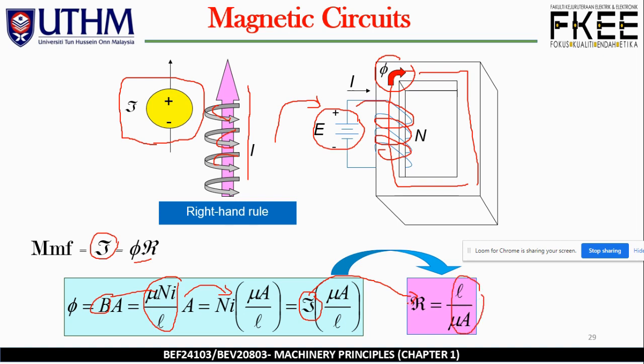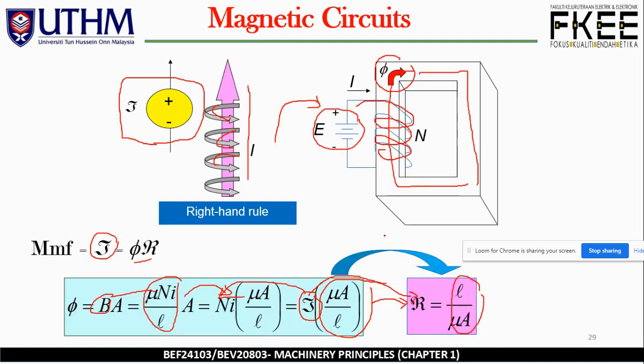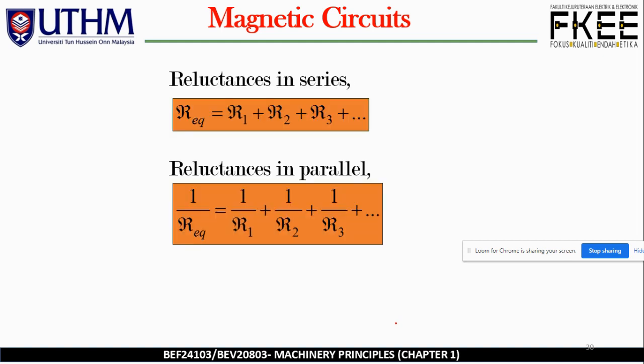Sorry, not this one. So we have F equal to N I here, and this mu A over L is actually here. By having this, we can further simplify the equation into R, where R is L over mu A. Okay, here, so in series and in parallel.